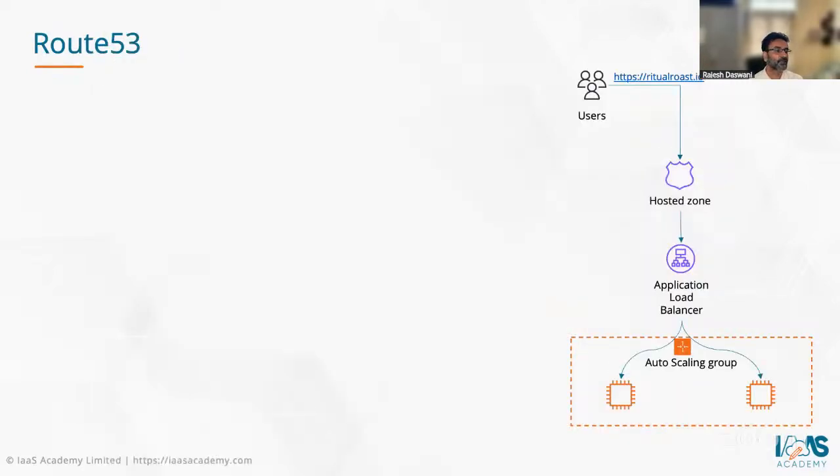Very quickly, I also want to cover Route 53. You're likely to see Route 53 come up in the exam. Route 53 is AWS's DNS service offering. In this example, users need to connect to richerroast.io. That URL is defined in a hosted zone configured in Route 53, which points to an application load balancer that then gives them access to the app service that is hosting that application.